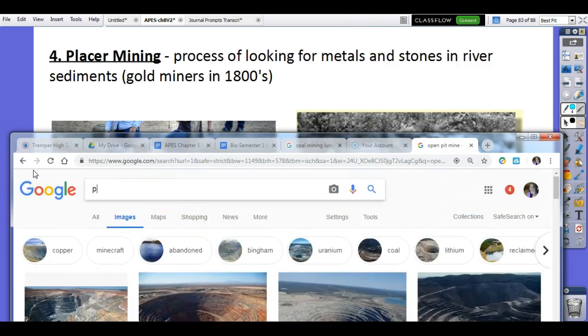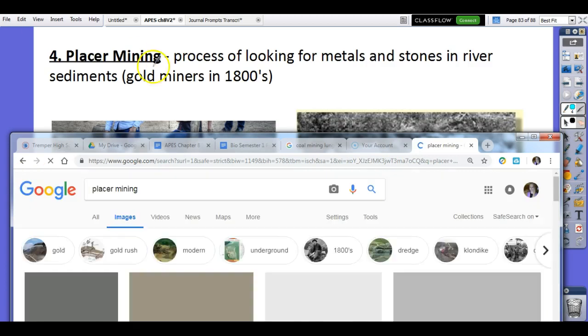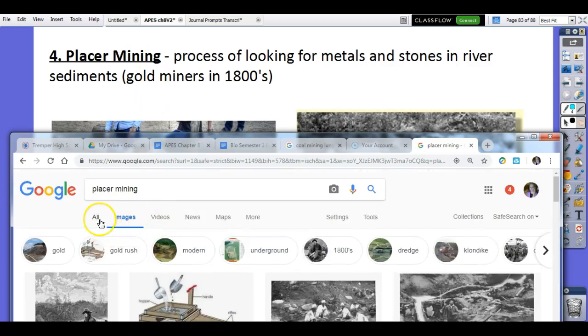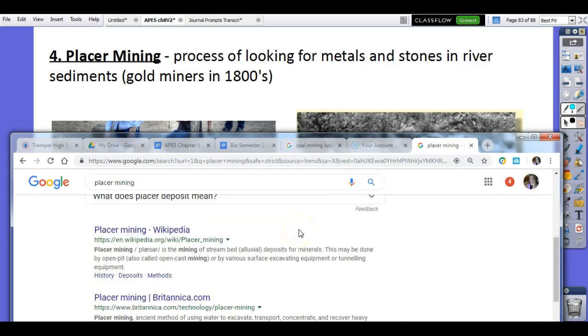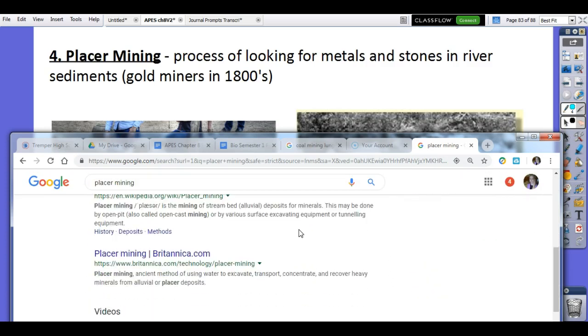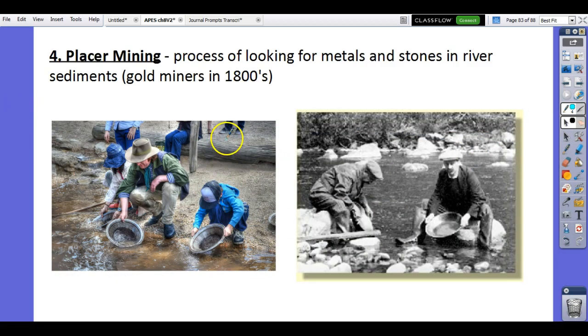Let me Google it. So, mining in a stream bed. Oh, placer deposits. So apparently deposits in the stream are called placer deposits. So yeah, if you go out west, we went to Colorado on a family trip, and you can still look for gold in the rivers. You don't find very much of it, but you can still find some.